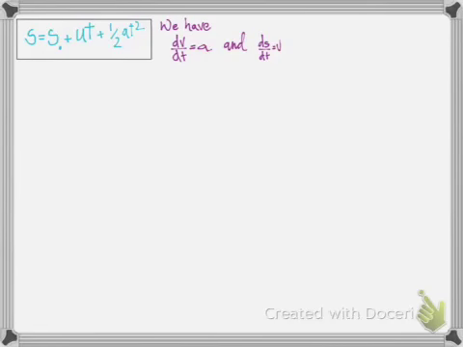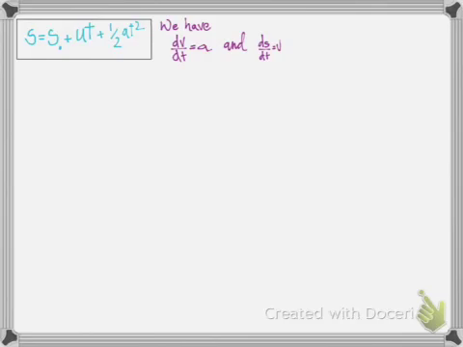Hey guys, what's up? Let's move on with our physics lecture, and today we're going to study the second equation of kinematics, and that is s is equal to s naught plus ut plus half at square. So let's derive this equation.